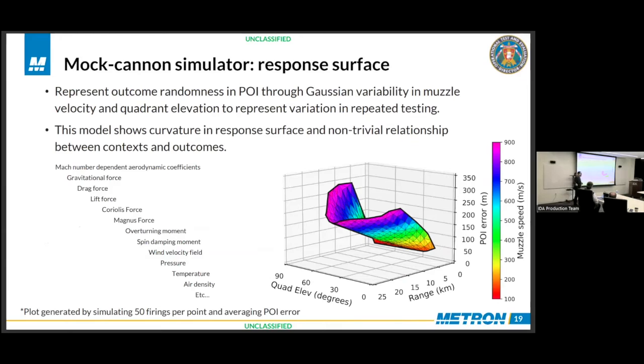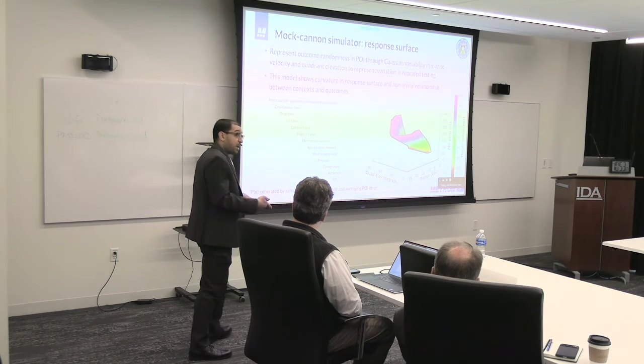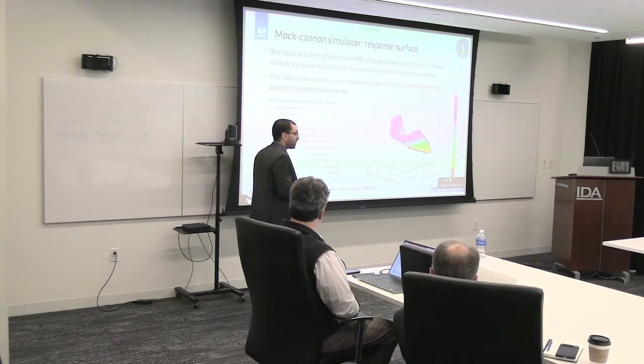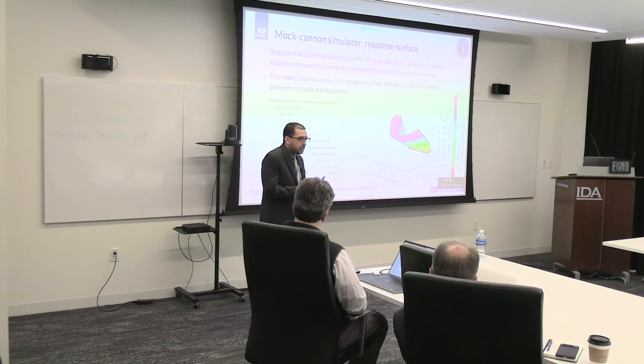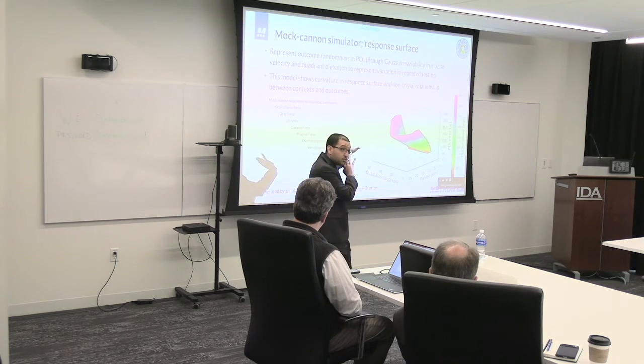Secondly, the Mach cannon is not real. Surprise. We have basically simulated this Mach cannon with a 6 degree of freedom model. But the point here is to show that if you do the full modeling, this is the full response surface if we're plotting quadrant elevation by range by point of impact error. It's some highly non-linear surface. This is the universe. This is what's really happening.